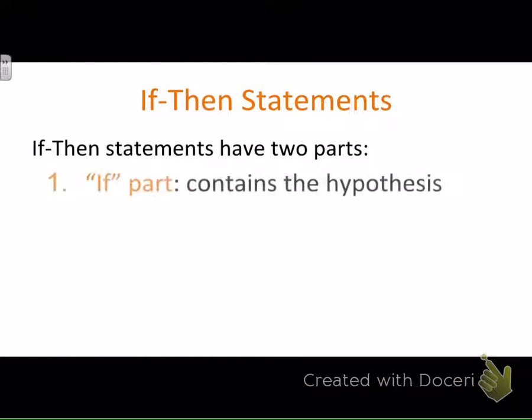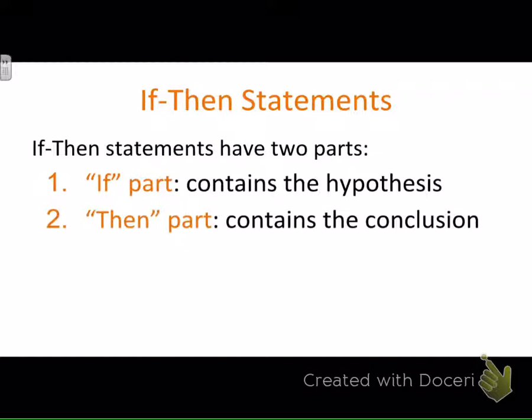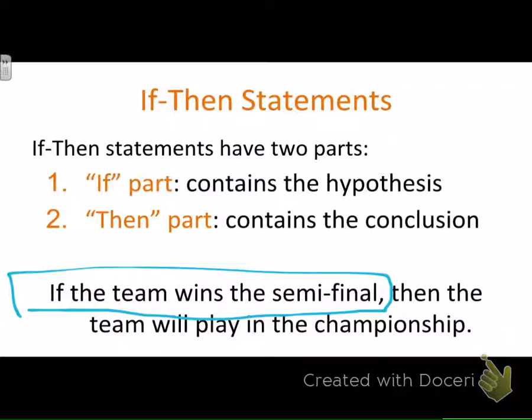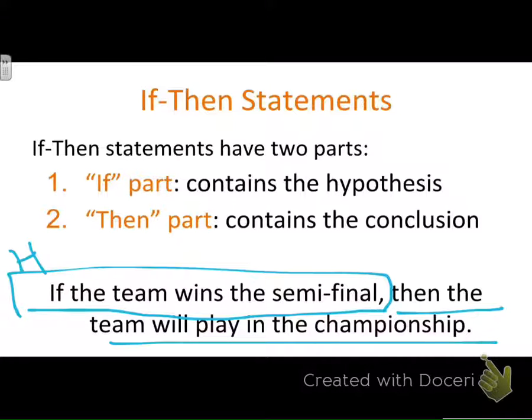If-then statements have two parts. First is the if part. It contains the hypothesis. The second part is the then part. This contains the conclusion. So an example would be if the team wins the semifinal, then the team will play in the championship. So let's circle the hypothesis. If the team wins the semifinal would be the hypothesis. We'll label that with an H. Okay, the conclusion, the then part, would be then the team will play in the championship.